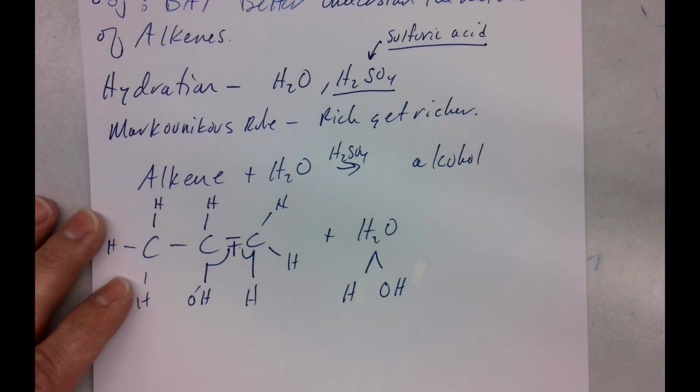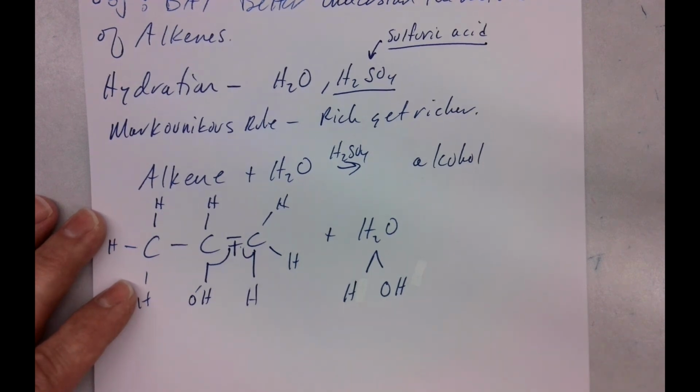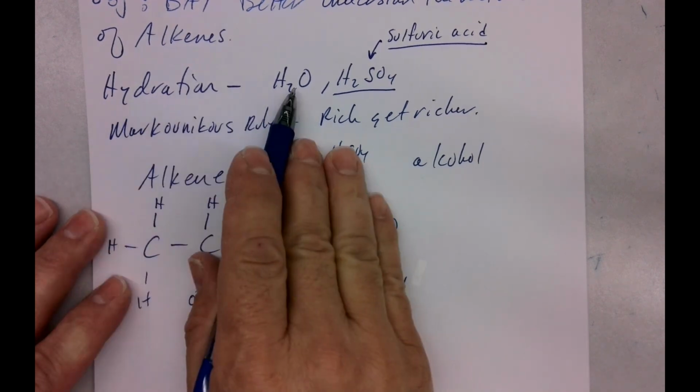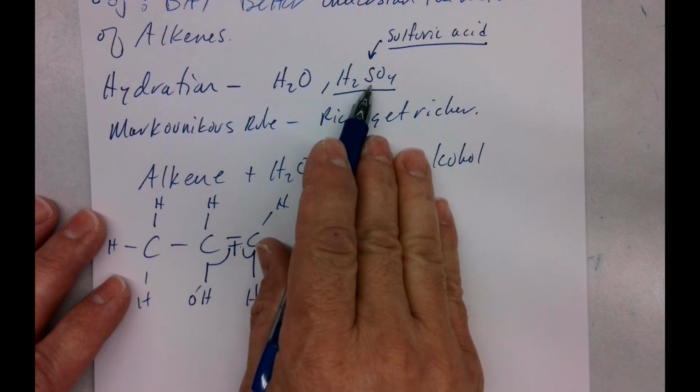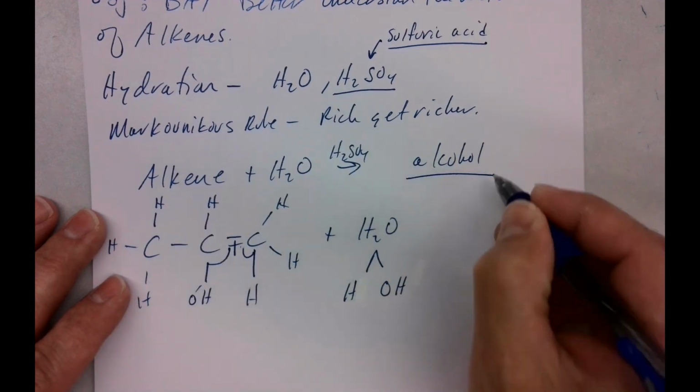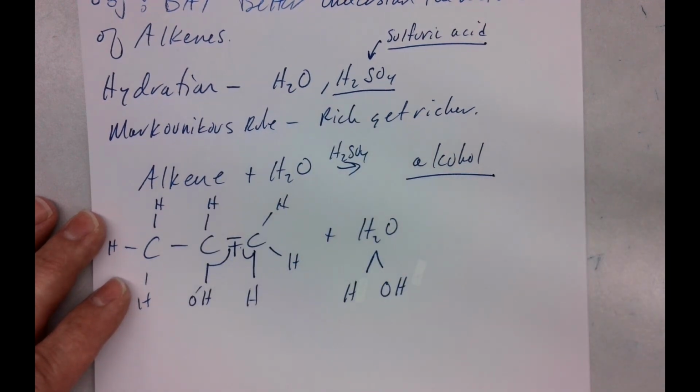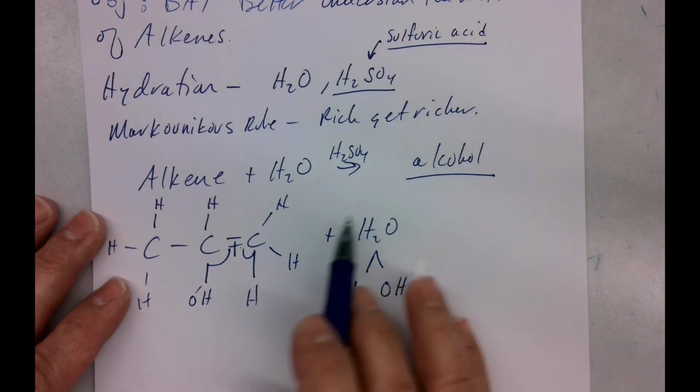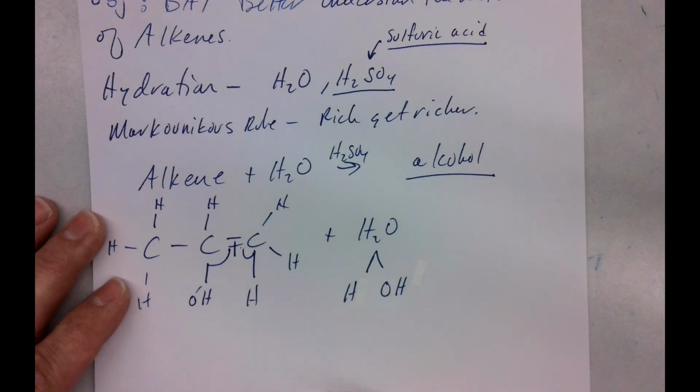And that's how the rich get richer. If I already have more H's, I get the H. If I have fewer H's, I get whatever else it is. Okay? And it's pretty straightforward. Just remember, hydration: water and sulfuric acid. I'm always going to get out an alcohol, which means I'm going to have an OH in there somewhere, which will also mean that this will now do what? It'll now hydrogen bond. Okay?